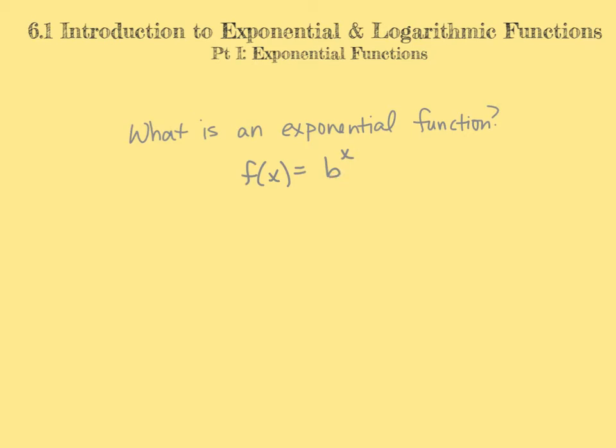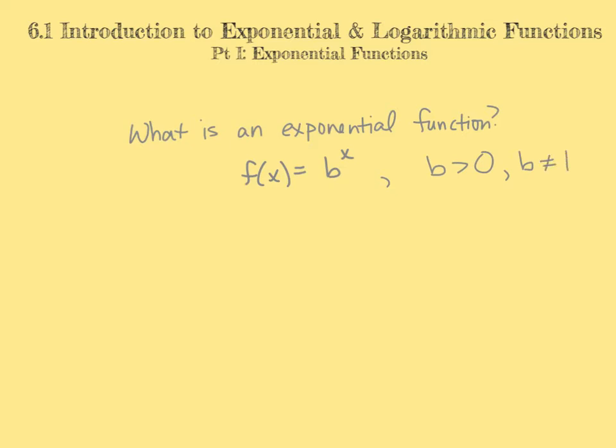Now b does have some restrictions. b does have to be positive, because if it wasn't, we would be all over the place. Raising a negative number to an even or odd power would completely disrupt what this would look like. So b does have to be positive, and also b cannot be 1.